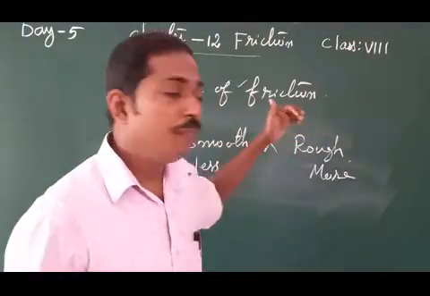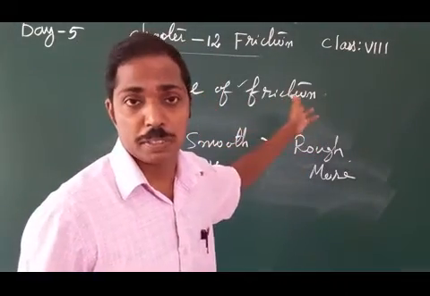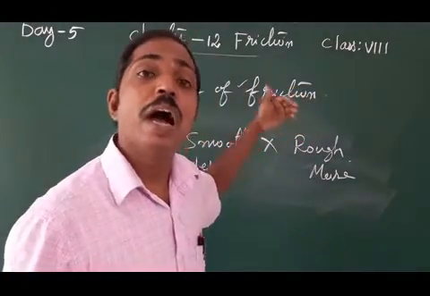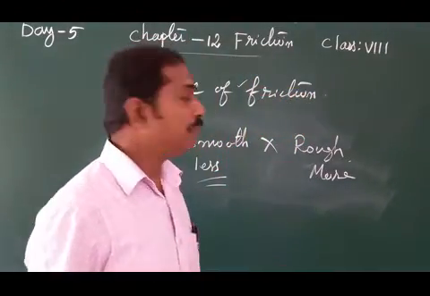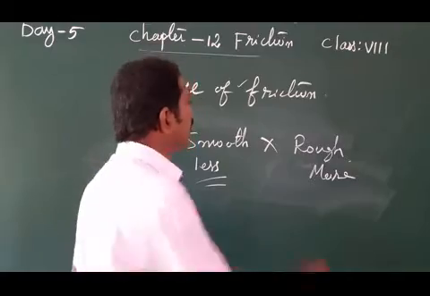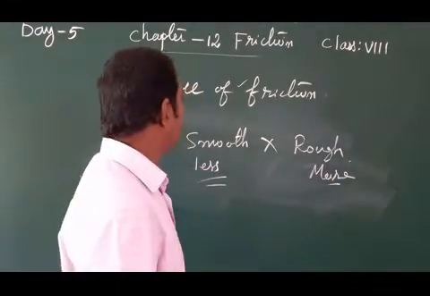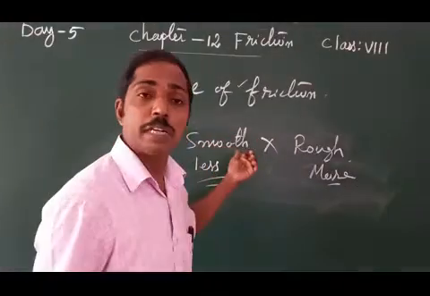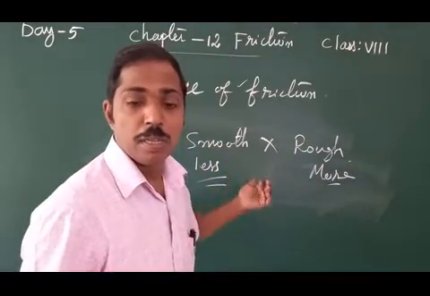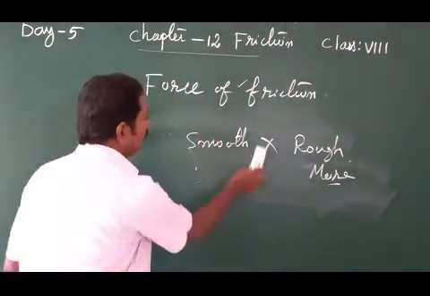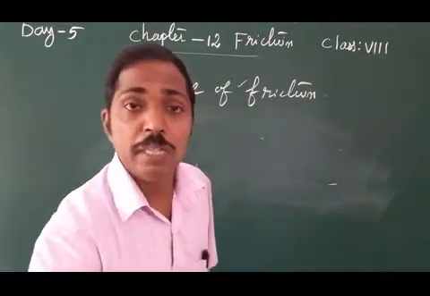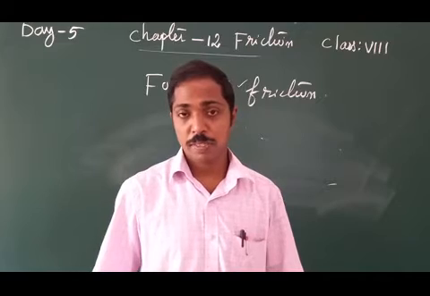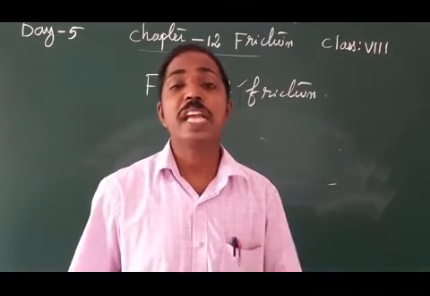For increasing friction, we have to increase the roughness of the surface. To increase the friction, what do we have to do? Increase the roughness. When we increase roughness, friction will be more. To reduce friction, what do we have to do? We have to make the surface smooth. Even though a surface appears smooth, you can find minute irregularities.